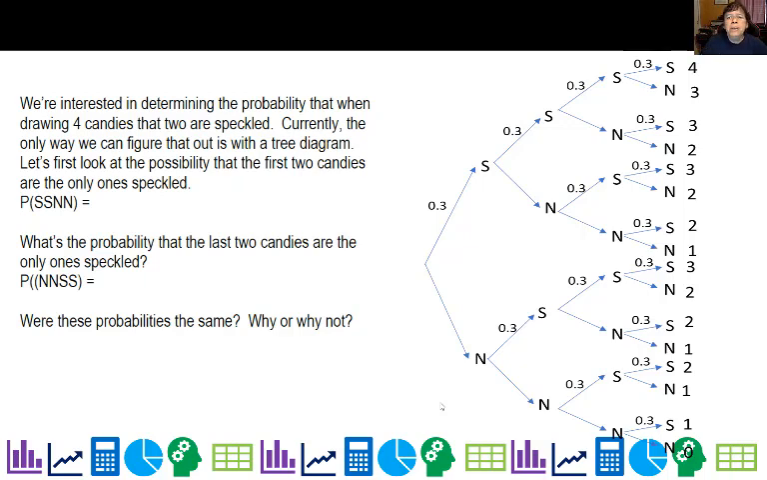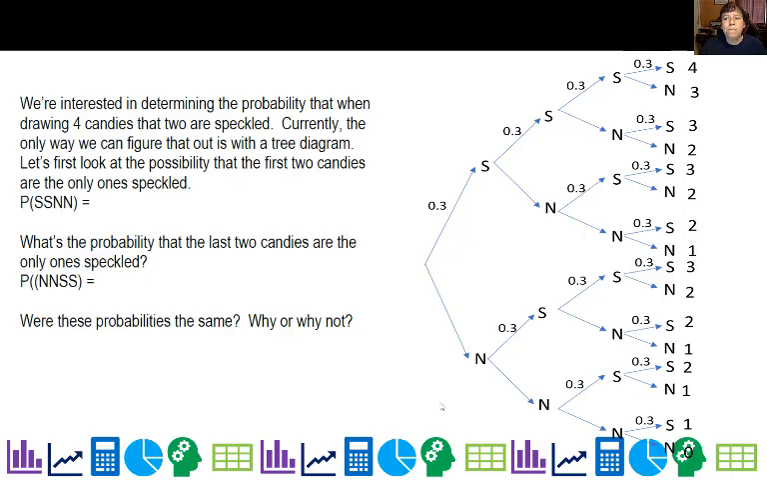All right. So you've seen these tree diagrams before, right? We're interested in determining the probability that when drawing 4 candies, 2 are speckled. So that means I have 2 to the 4th branches, 16 branches, and I've gone through the trouble of drawing them all here and even putting them on your notes so you don't have to draw them. So the only way we can figure this out is with a tree diagram right now, all right?